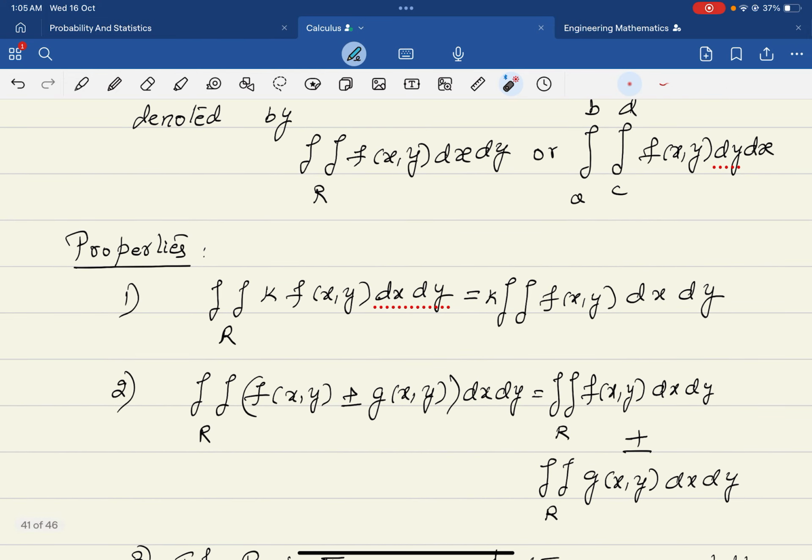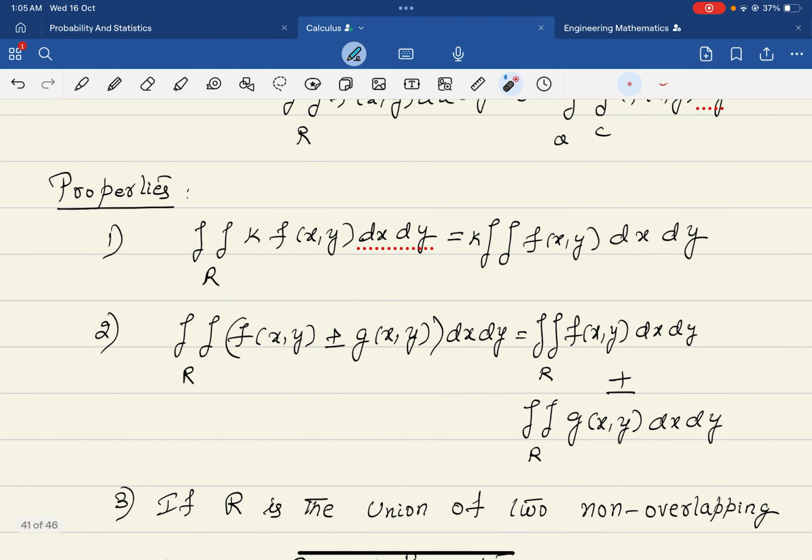Now, what are the properties? Suppose you take the double integral of k times f of x comma y dx dy, it is k times the double integral of f of x comma y dx dy. That is how we have done in the single integral. We will take the constant outside, and the same way we do the integration.